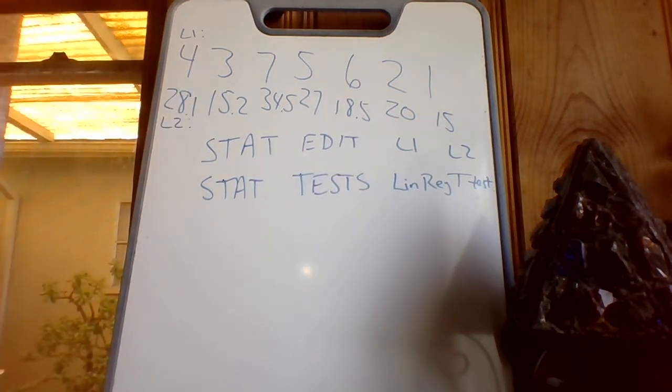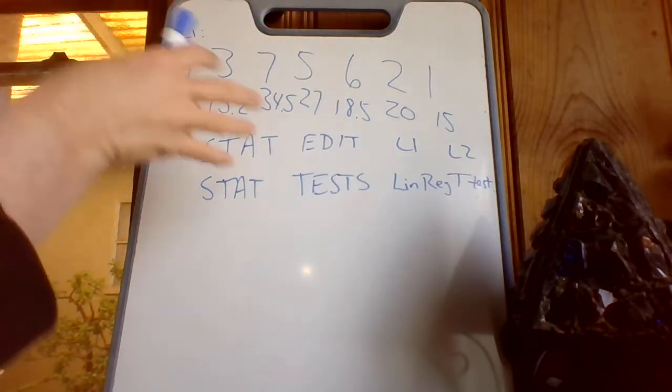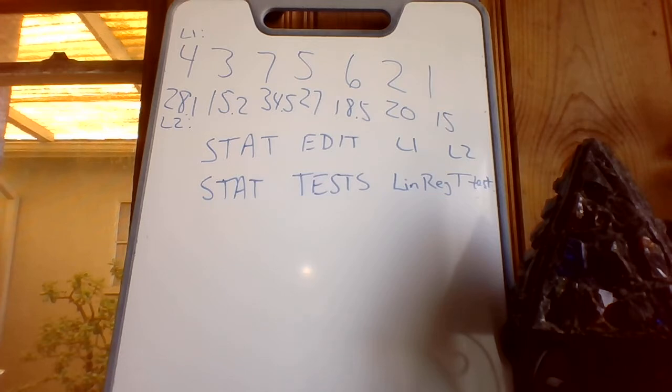So this is the first time we've used list 2, but you need both lists. That way the calculator is going to know they come from two separate lines on the paper. So this is kind of like the X values and that's the Y values. Okay, and it's got to match up.